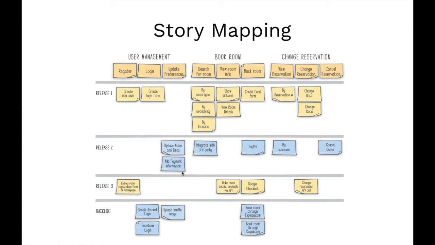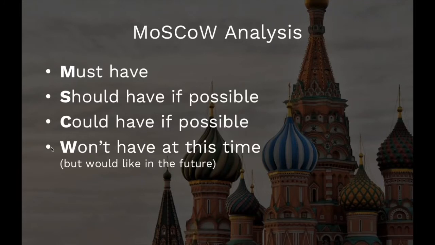So that's just one method, and there are some fantastic resources on this. I know that Jeff Patton has a book around story mapping, so there are some really great resources for you around story mapping. Another method is Moscow analysis, and it's prioritizing the backlog based on must-haves, should-haves, could-haves, and won't-haves, but you would like to have it in the future. So you can use Moscow analysis in conjunction with story mapping and other prioritization methods in order to have a discussion with your team about what order the backlog should be in.